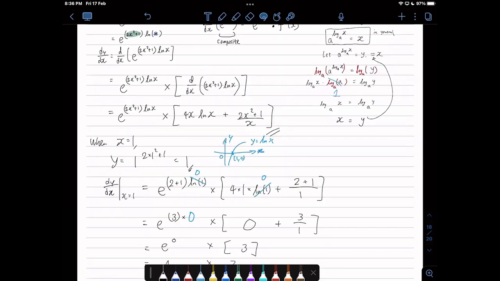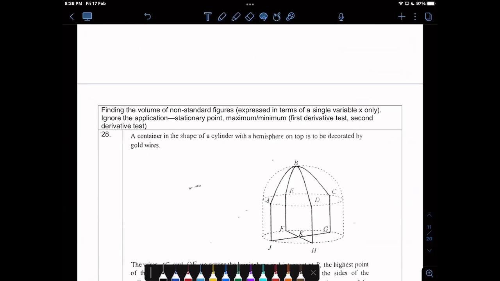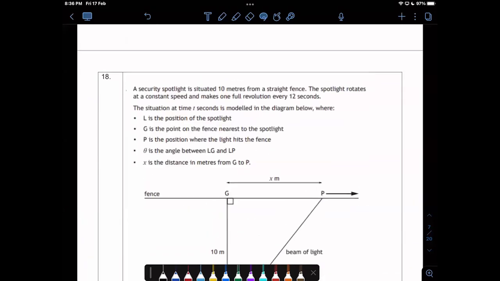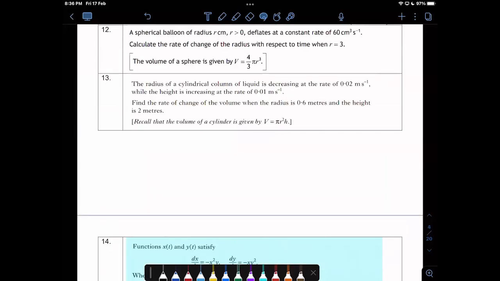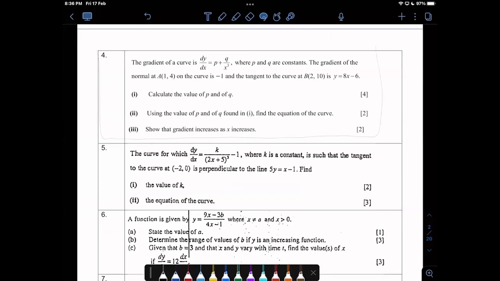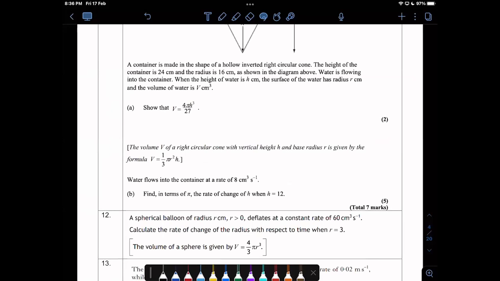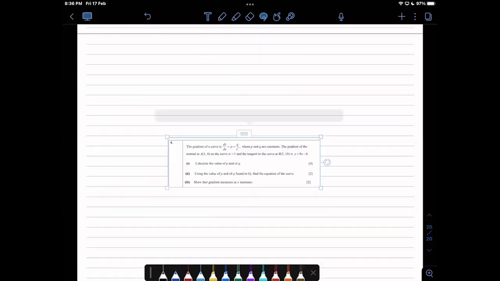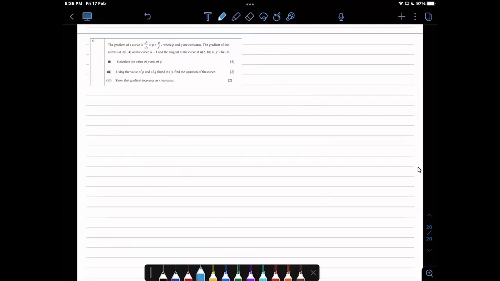Next question 4. Okay, let's begin question 4. So the gradient of a curve, dy by dx, equals p plus q over x squared.